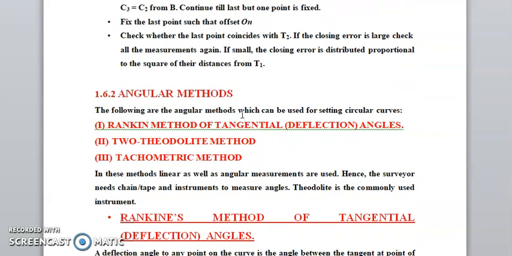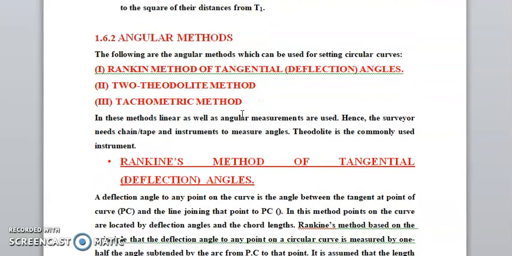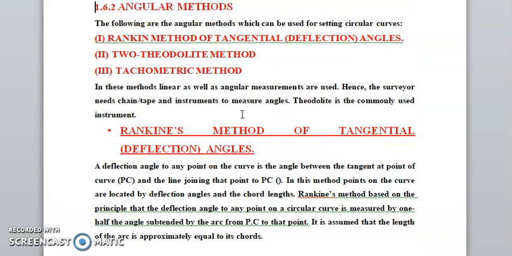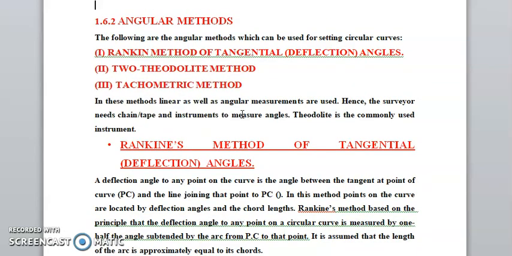Now the linear method is over. Now we go for the angular method. In the angular method, a theodolite is used. The following angular methods can be used for setting out the circular curve: first, Rankine's method of tangential deflection angle; second, the two theodolite method; third, the trigonometric method.